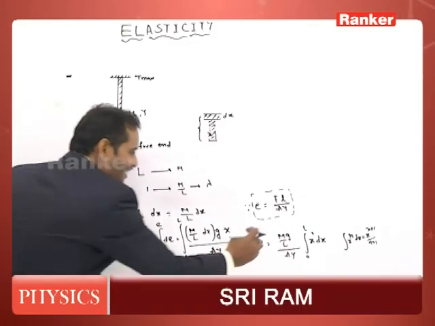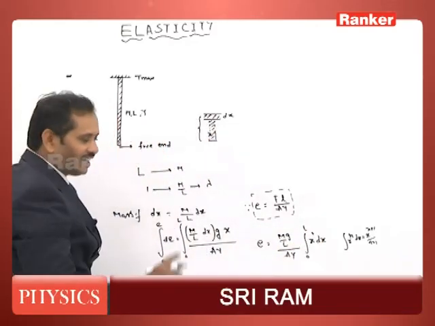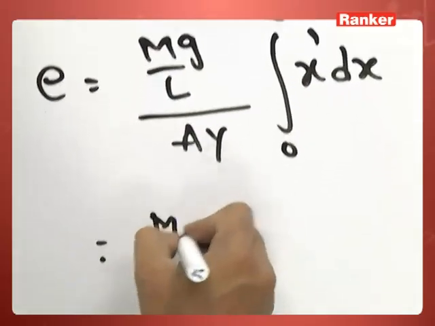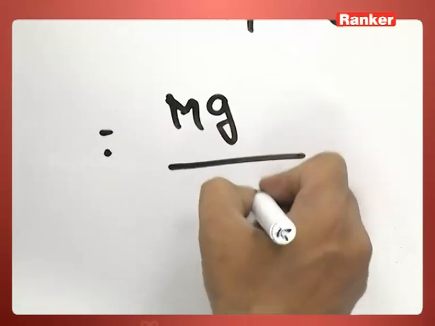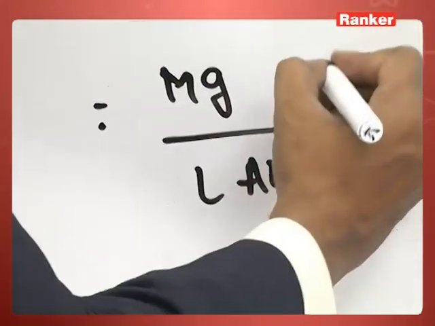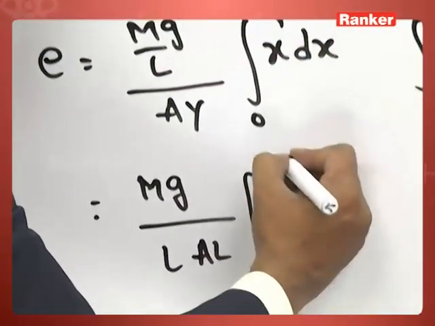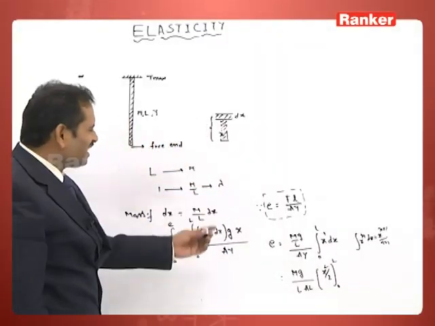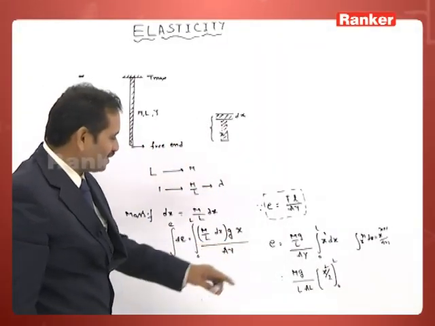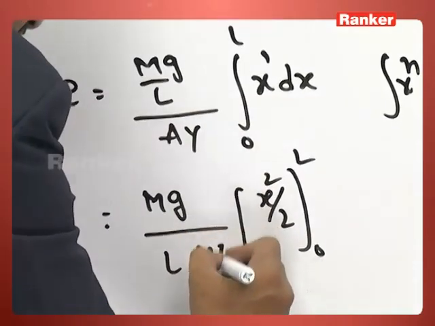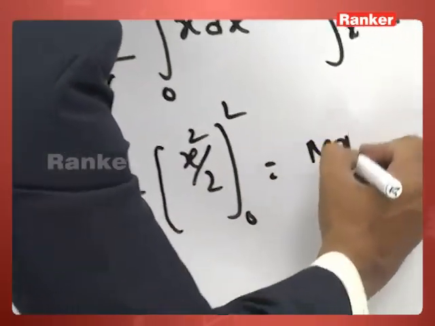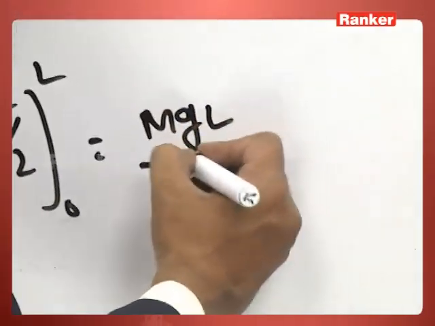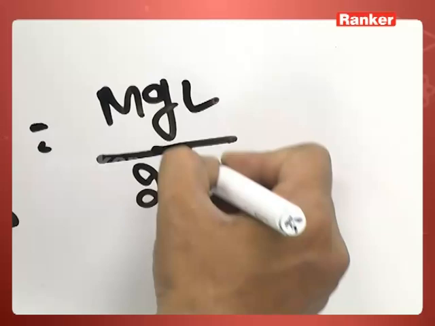Now look at it, please. Here you have power 1, that is 1 plus 1 by 1 plus 1. So E equals MgL by AY into x square by 2, with limits 0 to L, which gives L square by 2. Then I get MgL square, and one L gets cancelled. Directly I write like this: MgL by 2AY.